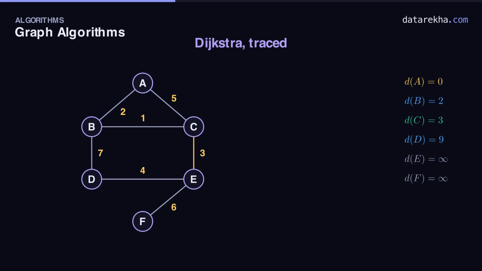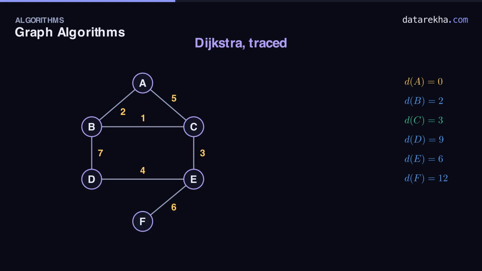Now the smallest unvisited is C at 3, the improved value. Settle C. Its one useful edge, C to E, costs 3. So E becomes 3 plus 3, 6. Smallest left is E at 6. Settle it. E to D would be 6 plus 4, 10. But D already sits at 9, so we do not update. That's relaxation refusing to make things worse. E to F costs 6, so F becomes 12.